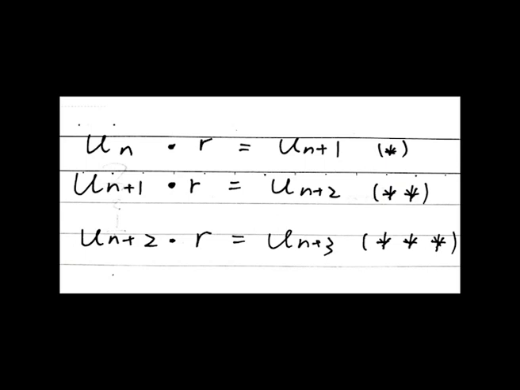So if we sub in n plus 1 in place of n, n plus 1 is going to turn into n plus 2. So we're going to get un plus 1 times r equals un plus 2. We can mark the original equation as equation 1 and this equation as equation 2. And we can do the same thing to equation 2 as we sub in n plus 1 again in place of n, and we can get un plus 2 times r equals un plus 3.